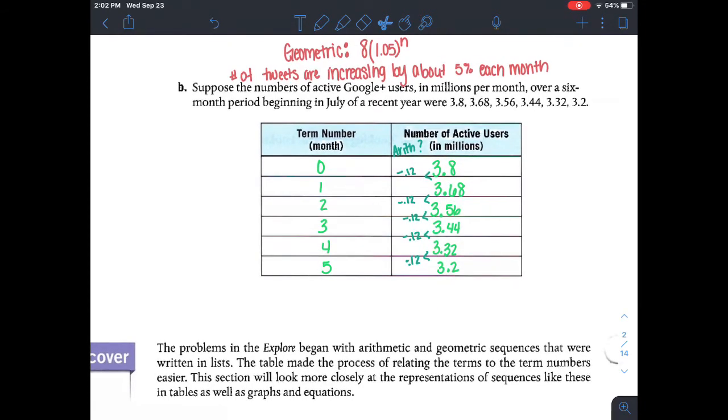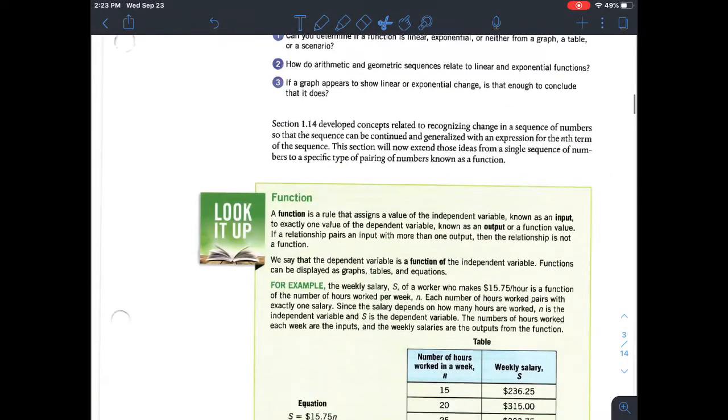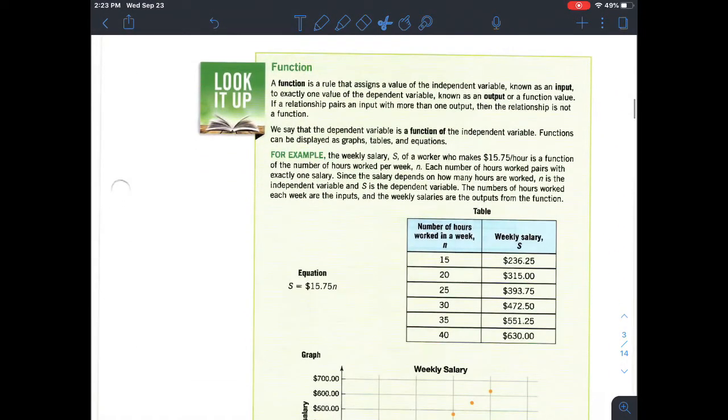Arithmetic sequence is going to be our first term minus our difference times n. So what this is saying is that the number of active users for Google Plus decreased by 0.12 million or 120,000 users per month. So moving on, here's a good refresh on functions.